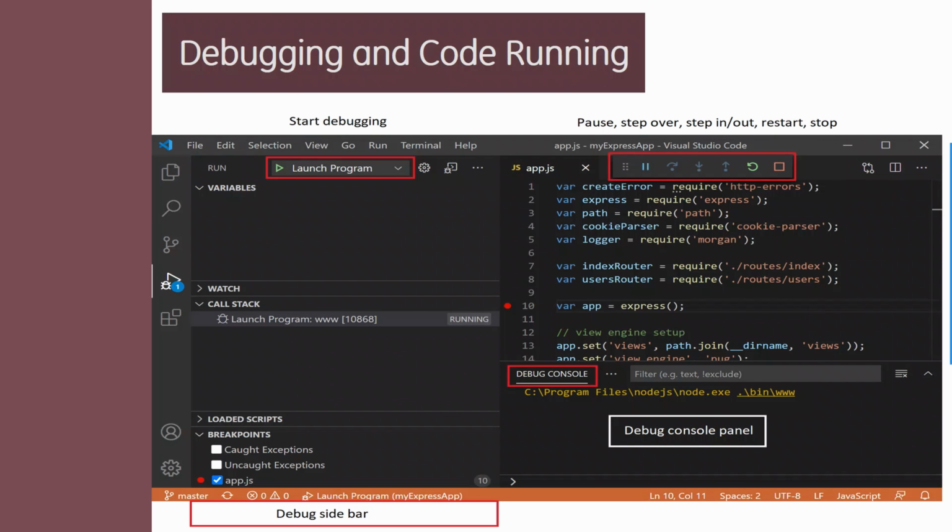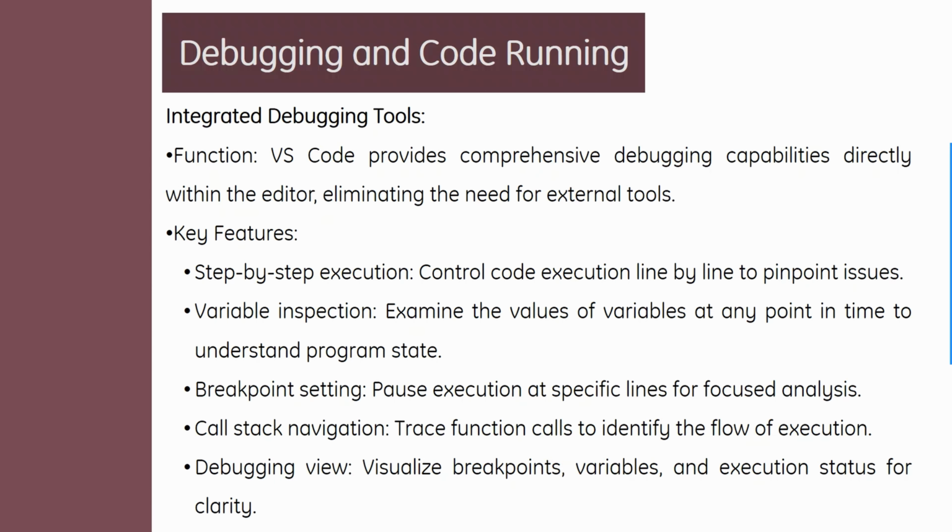So this is the debugging and code running console. We have launch program, then we have the debugging console panel down where the debugs will be shown, and then we have a debug sidebar. So here in debugging and code running, we have integrated debugging tools, that is the function.